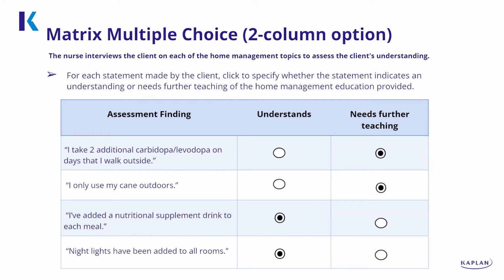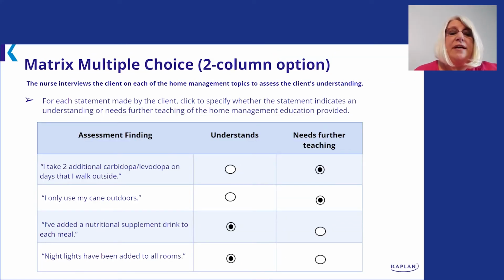On this slide, you are viewing a 2-column matrix multiple choice option. On this question type, the student will read the assessment finding and based on the information provided throughout the case study, determine if the education the nurse provided to the client has improved their understanding of the home maintenance topics or if they need further teaching. Again, each row must have a chosen selection in order to progress to the next question type.